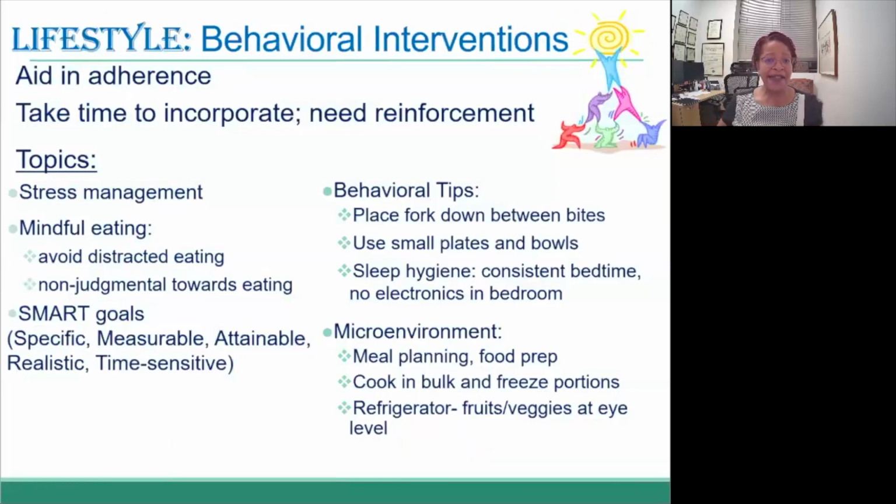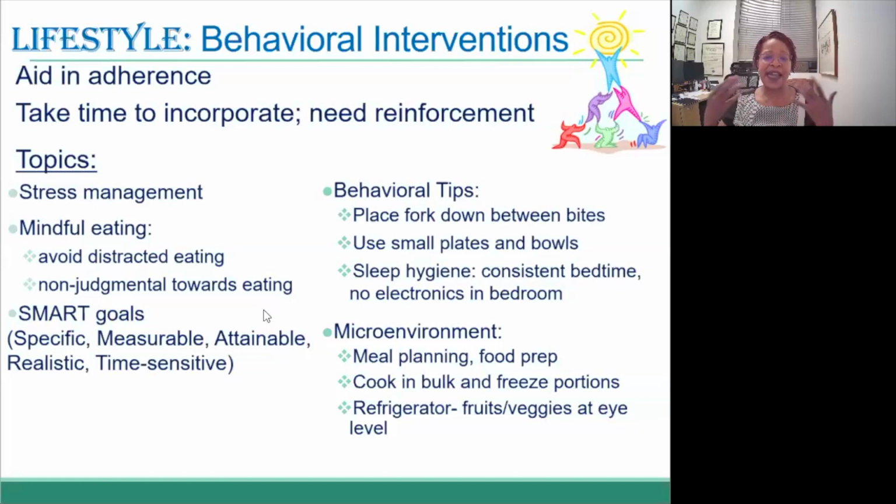And then looking at something like behavioral interventions, these are just other things that help reinforce dietary and physical activity changes, and they complement them. So things like decreasing stress, mindful eating, right? So sitting at a table without the TV on, and being present.